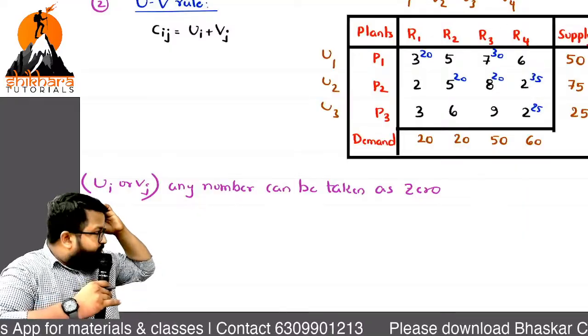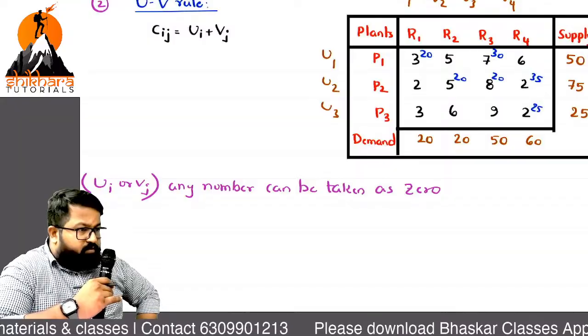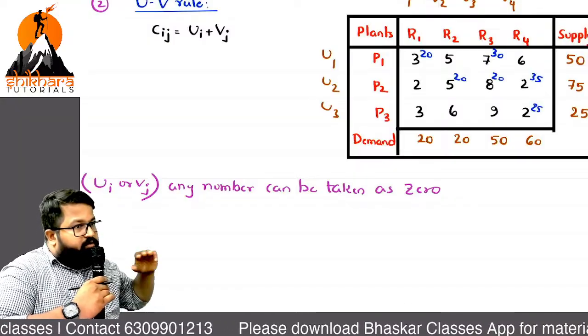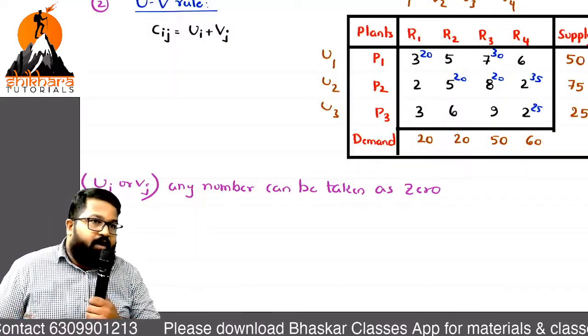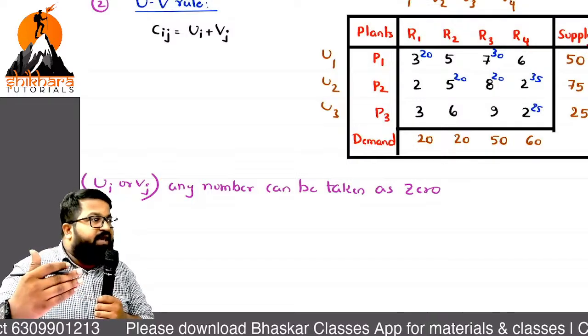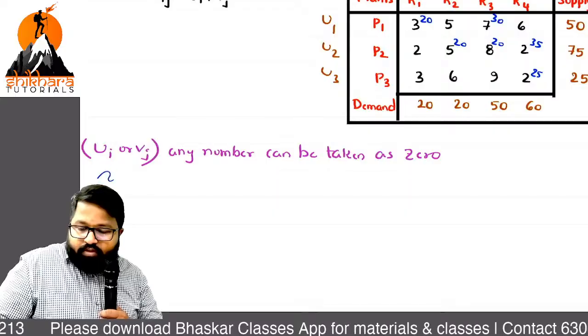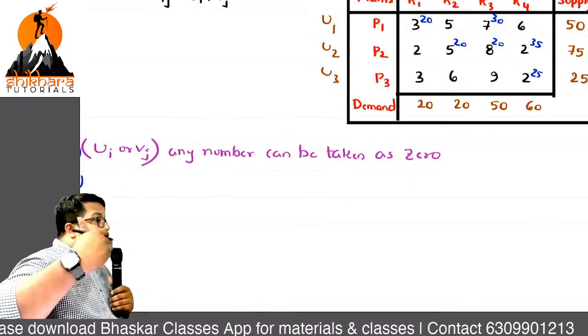In a UI or a VJ, any number can be taken as 0, and that is the first option. But which will be more appropriate? More number of allocations will make it easier for us to solve the equations. So this is the first scenario, and the second is the better option for us.